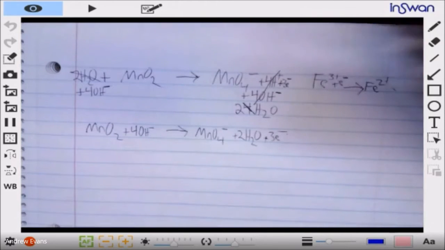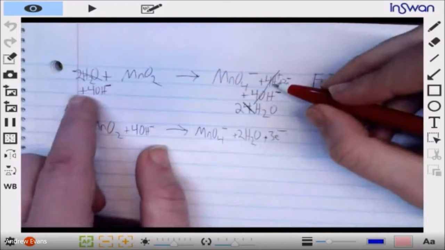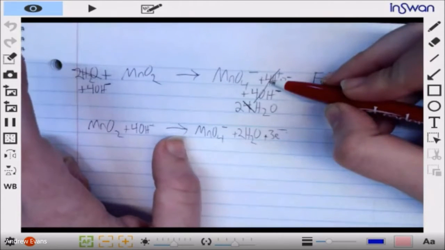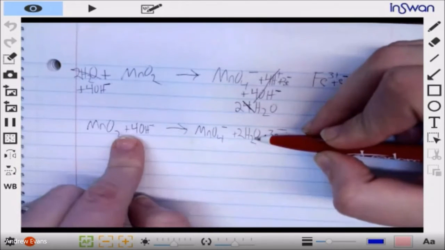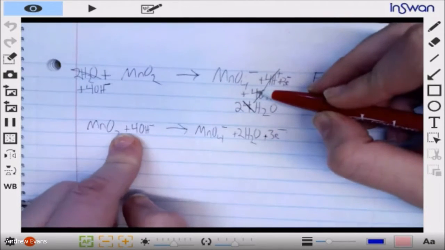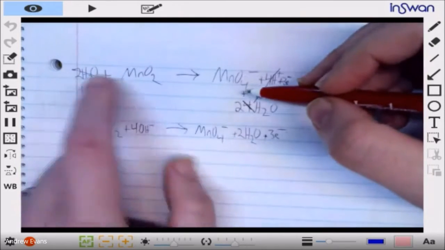Another quick rule is that essentially, if you noticed, this was 2 and 4. What is it now? It's 2 and 4. You're just flopping the H's to an OH on the other side, and the water flips side.